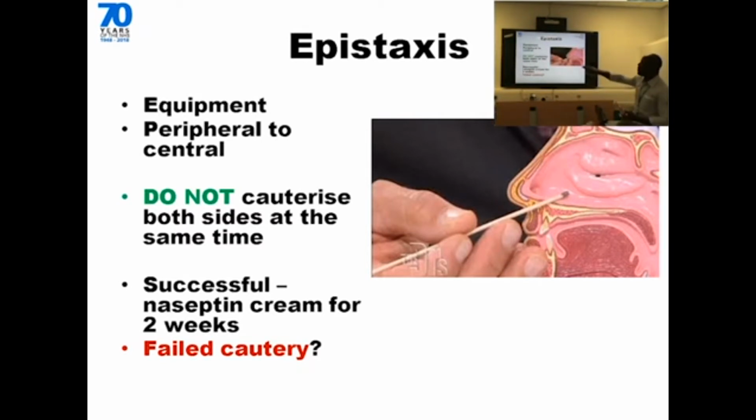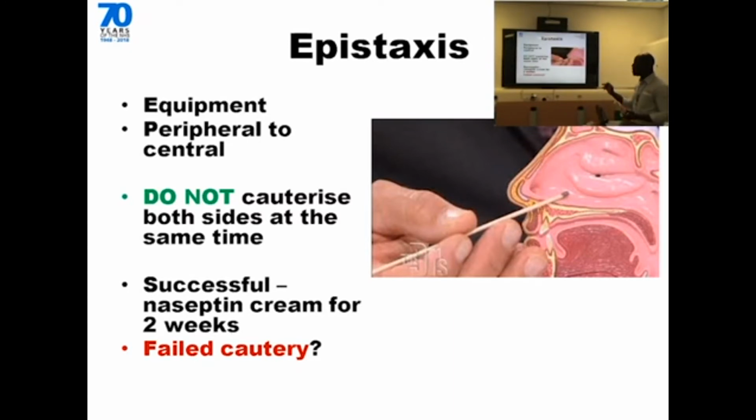So if it's bleeding from both sides, there's a bleeding point on one point, cauterize one side and you might need to actually pack the other side. So if you succeed in cauterizing the patient when you've seen the patient, give him Naseptin cream just to moisturize that area and then let him go home.